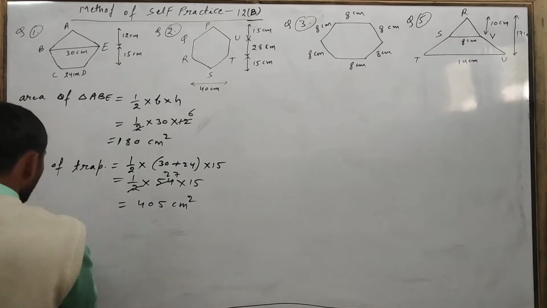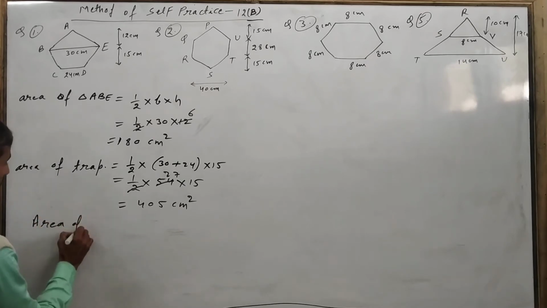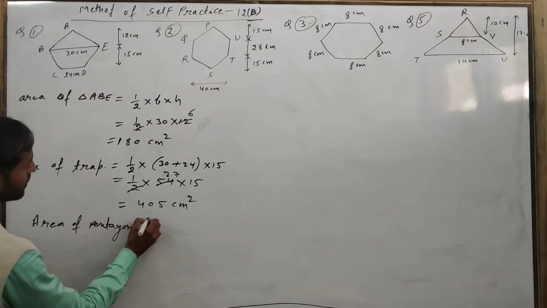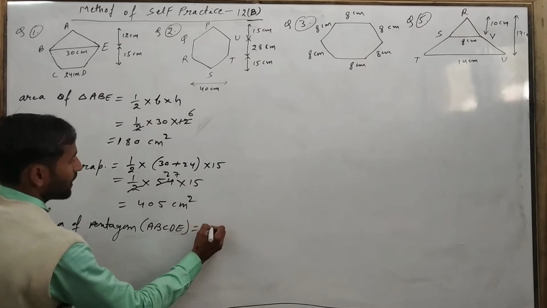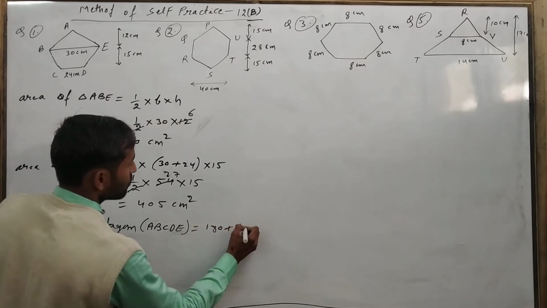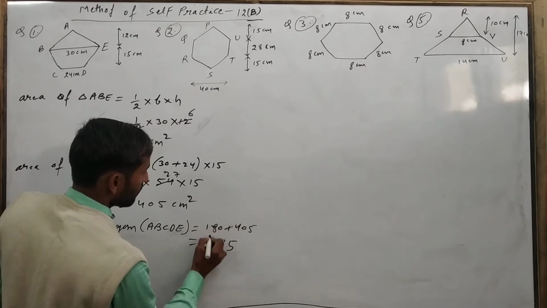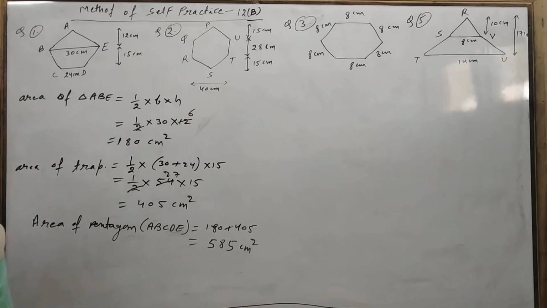Now we have to find the area of the whole pentagon. So we will add both areas. So area of pentagon ABCDE is equal to 180 plus 405. Then it will come 5, 8 and 5, 4 plus 1, 5 centimeter square. Means 585 centimeter square. This is the final answer.